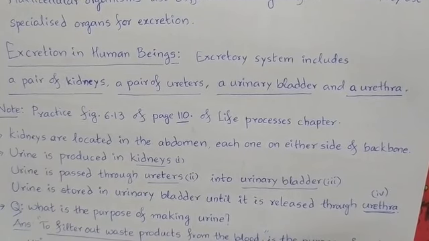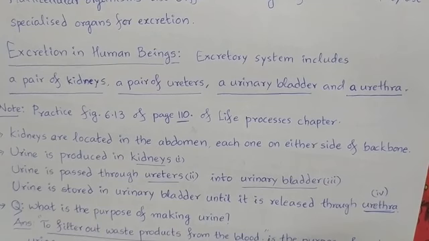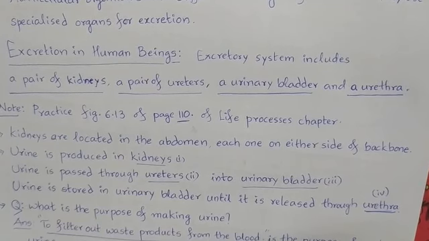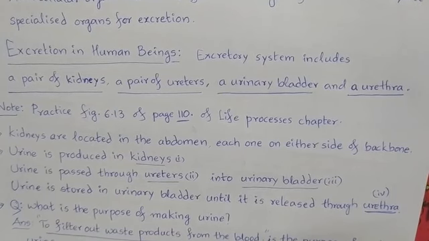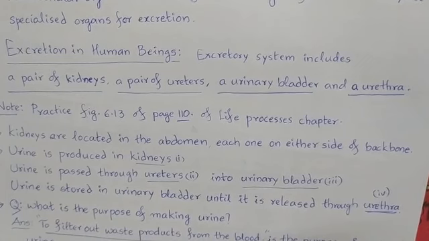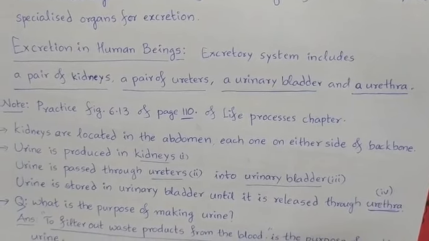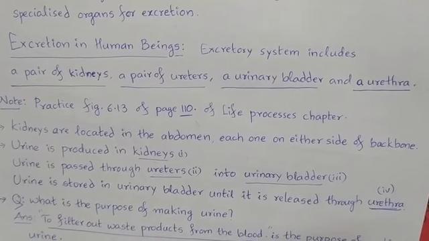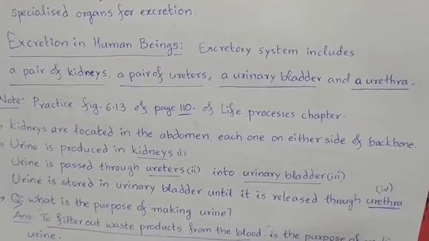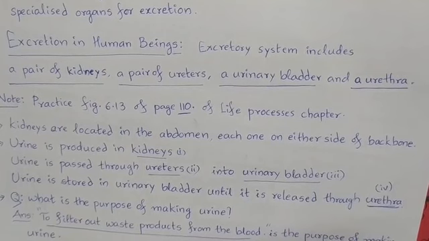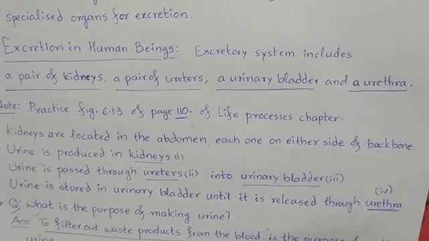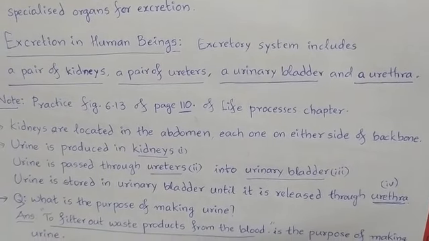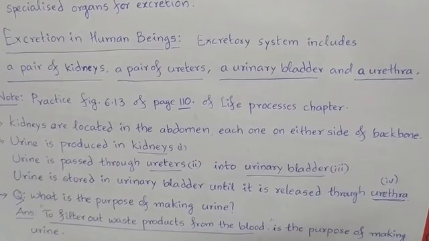So first two parts are in pairs. Last two parts are only one. A pair of kidneys, a pair of ureters, a urinary bladder, and a urethra. You all must practice the diagram, that is figure 6.13 of page number 110 of life process chapter that has explained the structure of kidneys.